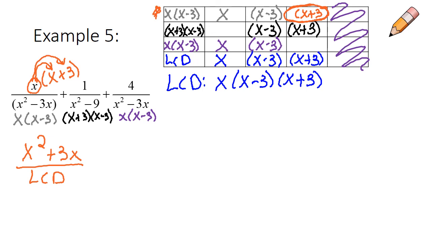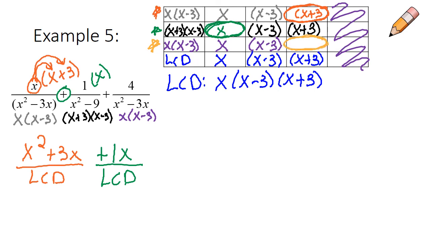That one's done. Moving on, if I look at my next one, this is what I'm missing, you guys. What should be here? It should be an x. So I'm going to multiply this one by x. So I have a positive 1 times x, so I have a plus 1x over my LCD. Then moving on to my last fraction, I have an opening. I'm missing x plus 3. So I need to multiply this by x plus 3. It's a positive 4, so I'm distributing a positive 4 here. And I'm going to get plus 4x plus 12 over my LCD.